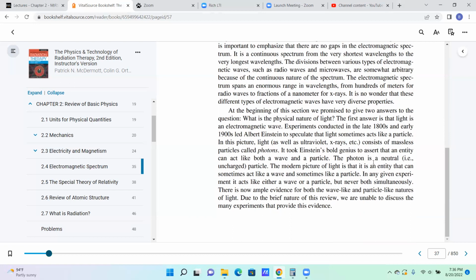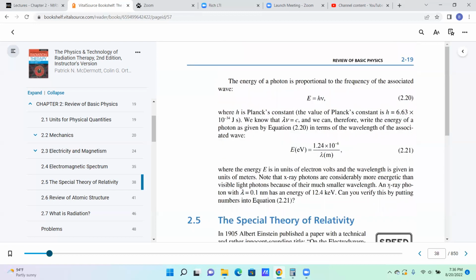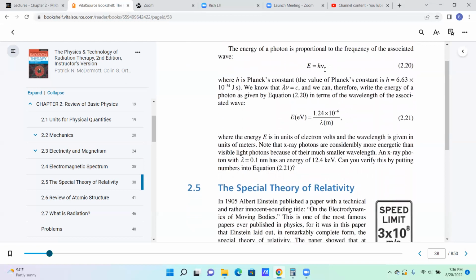It took Einstein's bold genius to assert that an entity can act both like a particle and a wave. The photon is a neutral particle. The modern picture of light is that it's an entity that can sometimes act like a wave and sometimes act like a particle. In any given experiment, it acts as either a wave or a particle, but never both. The energy of a photon is proportional to the frequency, and that frequency is multiplied by Planck's constant. And you can also turn around and relate it to its wavelength as well.